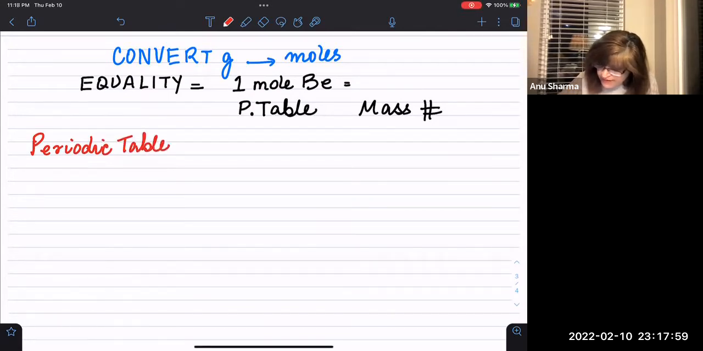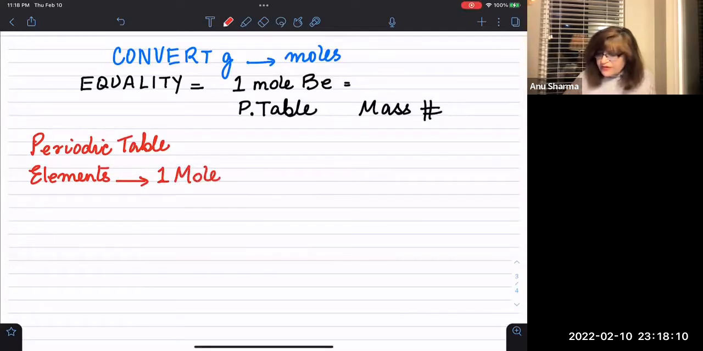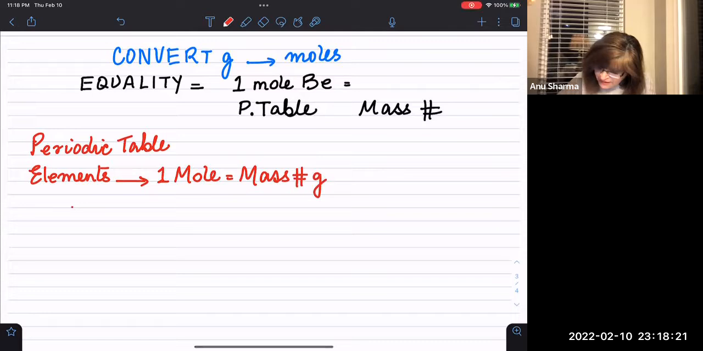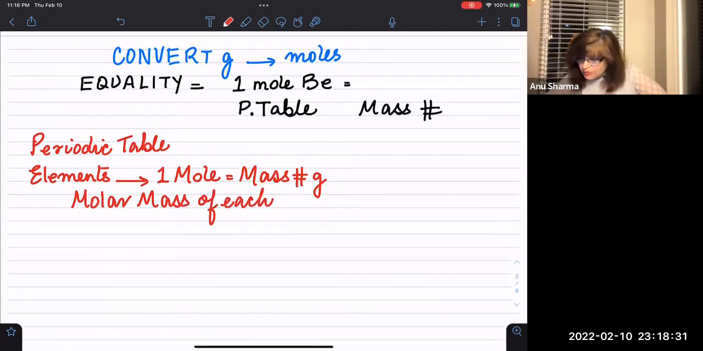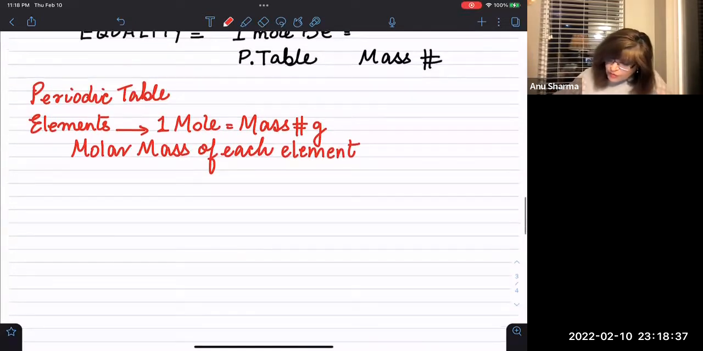In the periodic table, the elements are all given per 1 mole. That mass number is in grams. So basically, in the periodic table, you see the molar mass of each element.